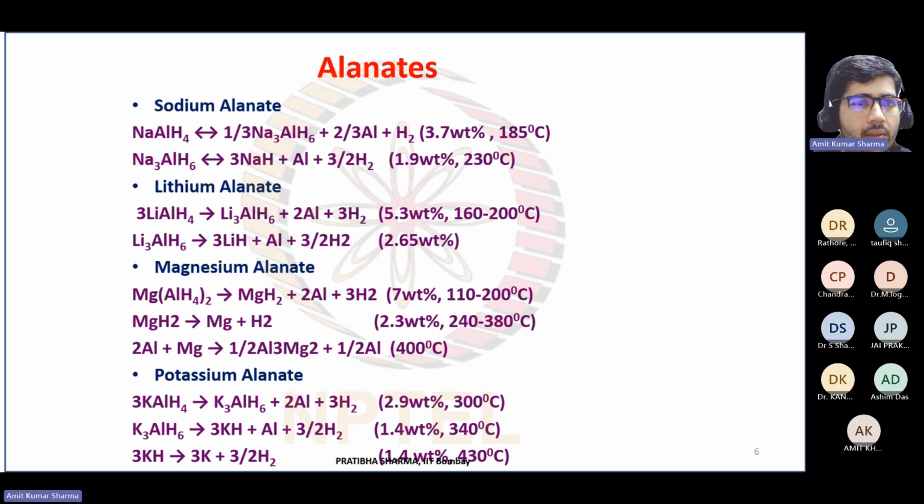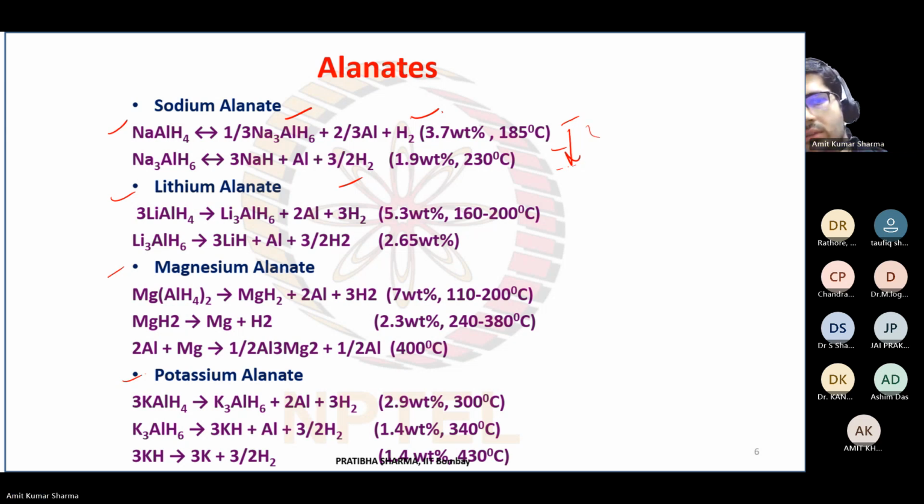So sodium alanate. Here you can see we have NaAlH4. With temperature, it releases hydrogen, 1 mole. Then Na3AlH6. Further, if you increase the temperature, you can see you have more H2. Similarly for lithium, magnesium, and potassium. So basically, if you increase the temperature, you can release the hydrogen.